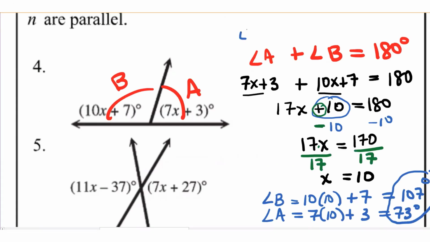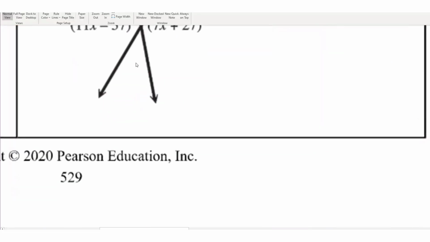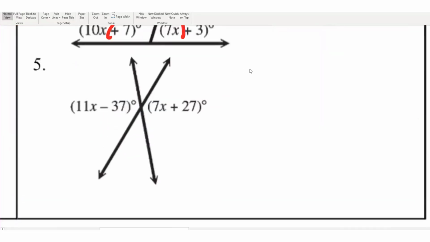So let's do number 5. What you want to think about first is, what kind of diagram do I have and what are the relationships between the marked angles? So I have two lines intersecting. I know that when lines intersect, we can get what kind of angles across from each other? Vertical, very good. Vertical angles are what? What's the relationship between them? Equal to each other, that's right.